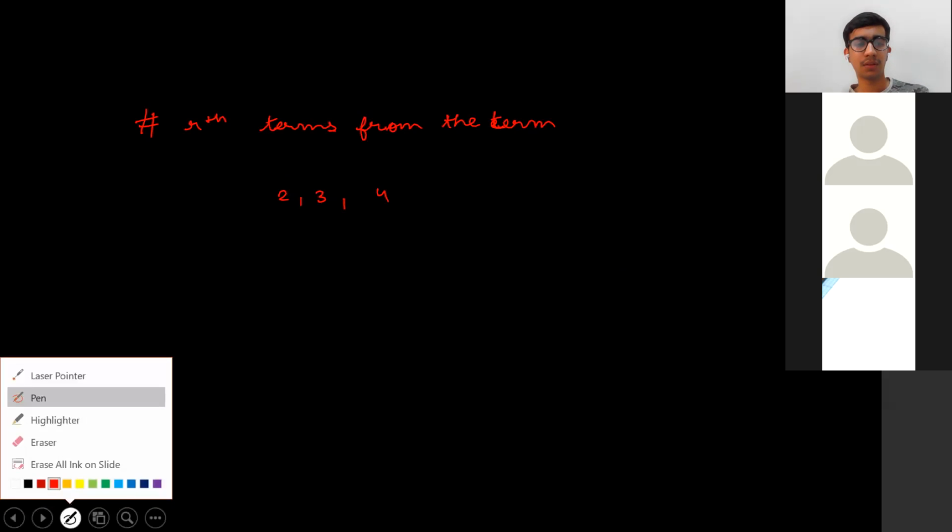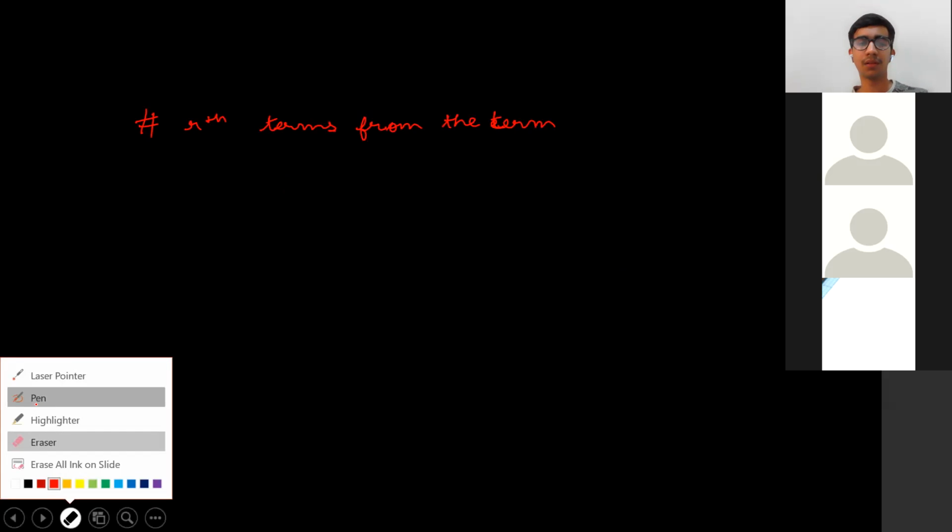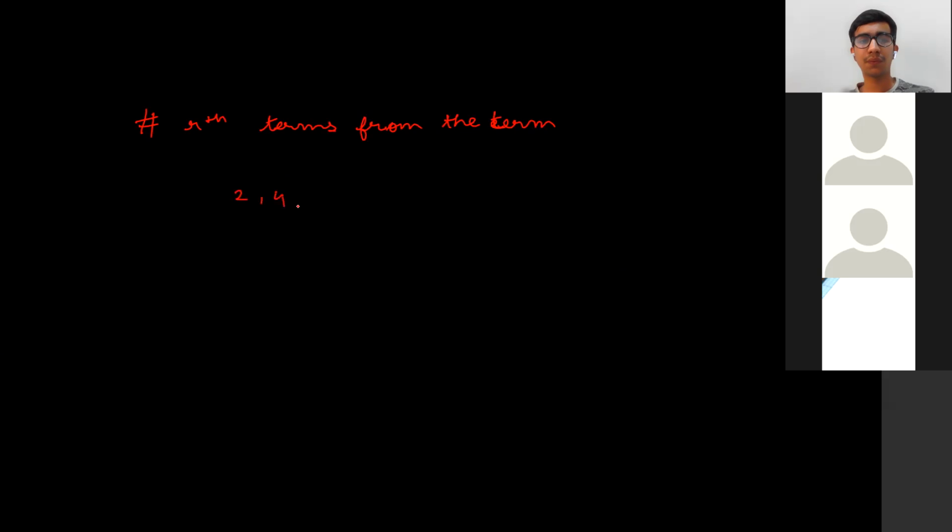Next up we have the rth term from the end. So let's say you have an AP like 2, 4, 6, 8, and it goes till 24. And I tell you to calculate the 5th term from the end. How will you calculate that?